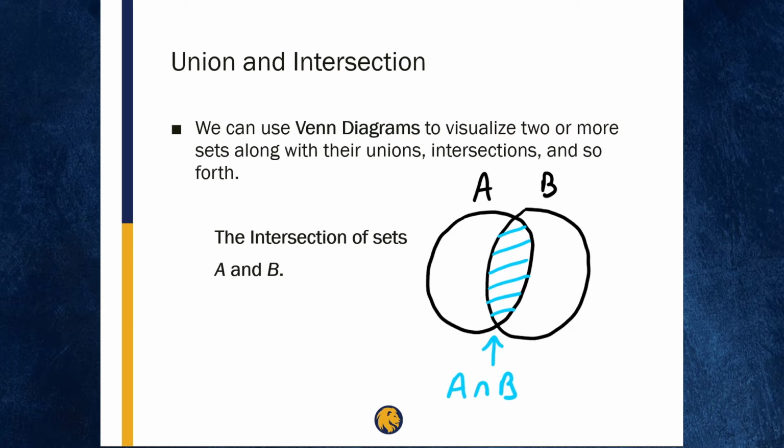We can use Venn diagrams to visualize how two or more sets, along with their unions, intersections, and so forth, operate. The Venn diagram shows the sets as individual circles, and then we can show the intersections and unions by highlighting different areas within the diagram. So for instance here, the intersection of the two sets A and B, when they overlap like this, will be the area where they overlap with each other. It's all the elements that are in both sets at the same time.